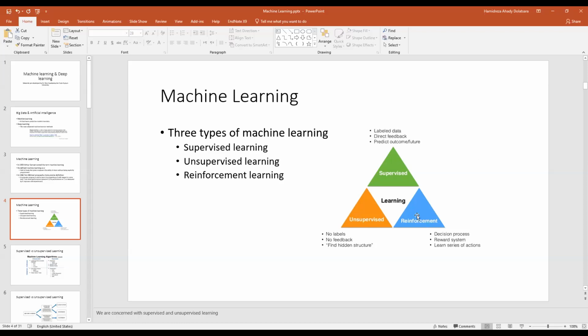So basic reinforcement learning is based on rewards, and also is, in my point of view, the most natural way of learning.